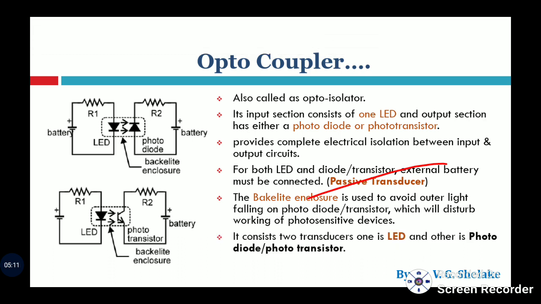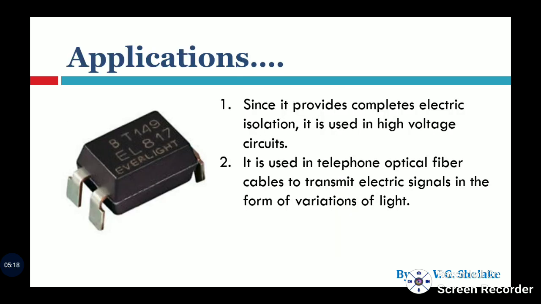Hence, we have now discussed the construction of this one. It provides complete electrical isolation. So it is used in high voltage circuits. It is used in telephone optical fiber cables to transmit electrical signals in the form of variation of light signals. So at one end we require the forward bias voltage and the other will be the output circuit.